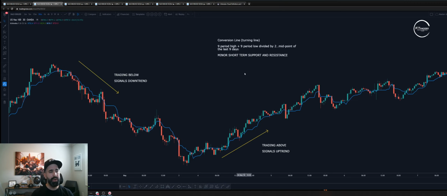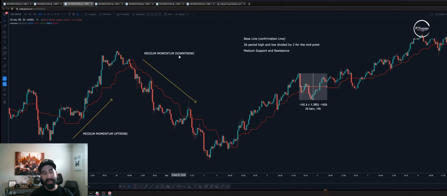This is minor short-term support and resistance. This could be compared to the 8 exponential moving average, for example. You can see here, when you are trading below the conversion line, you're in a downtrend, you're in a bearish trend. When you bust above the conversion line, it signals you're in an uptrend and you're in a bullish trend. So that's one way you could use the conversion line. Hey, we're trading below, I want to be bearish. We're trading above, I want to be bullish. That's the conversion line, also known as the turning line.